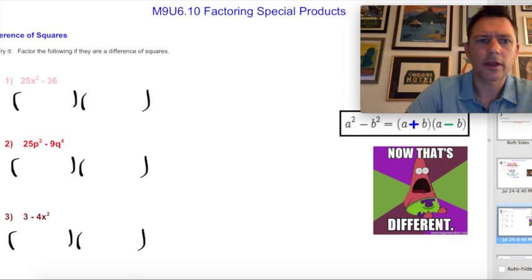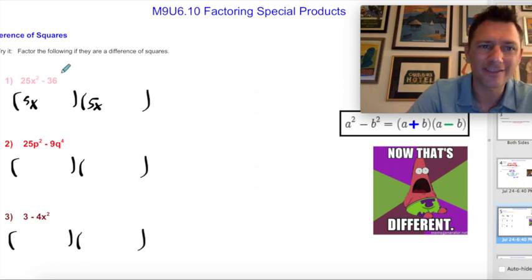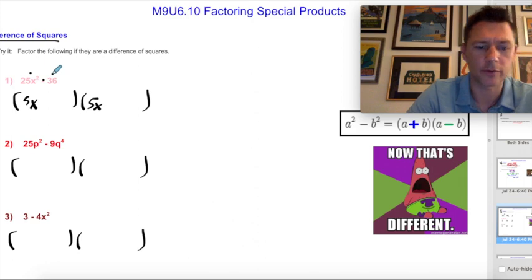If you haven't already, this is 5x and 5x. That's the only way you're going to get to 25x squared. I'm guessing that we're not using 1 and 25 because this looks like the difference of squares, the difference of perfect squares. And also 36 should come from a 6 and a 6. And because there's no middle term, they're going to be exactly the same with opposite signs.